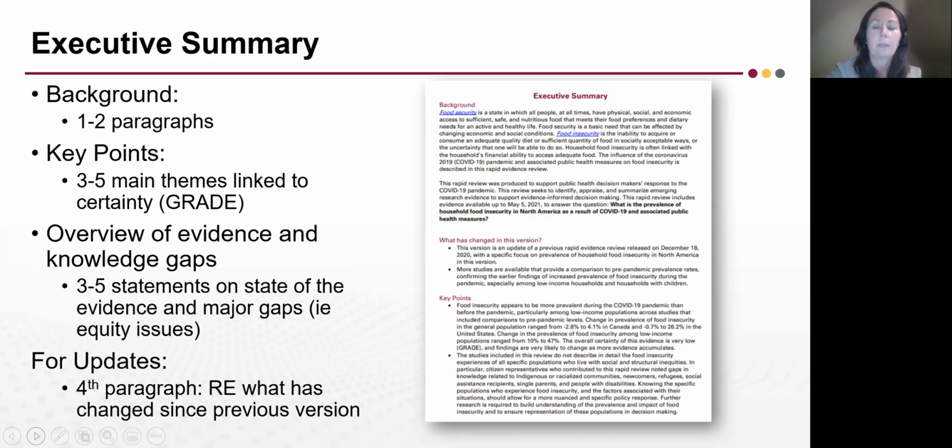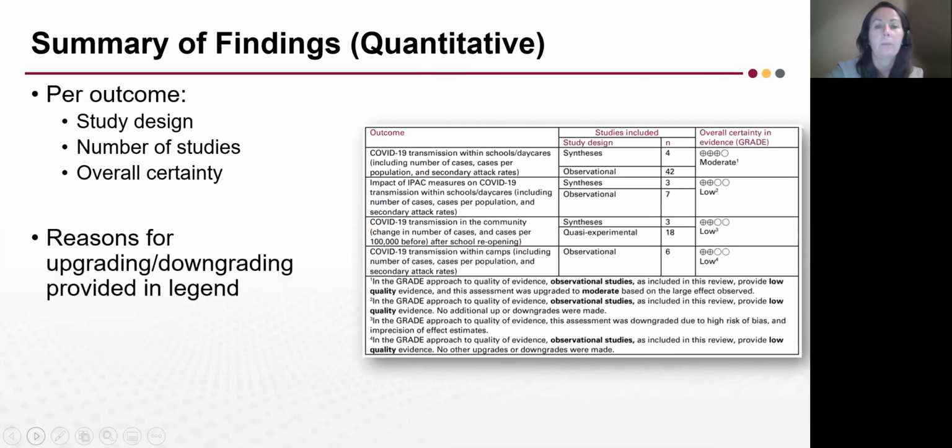We also identify if there's anything specific for different types of populations, or if that continues to be a gap. And then finally, if there is an update, we would have an additional paragraph that clearly articulates what has changed since the previous time that we completed this review.